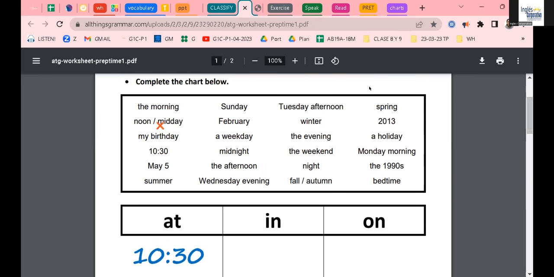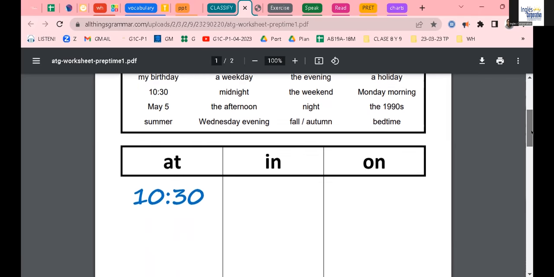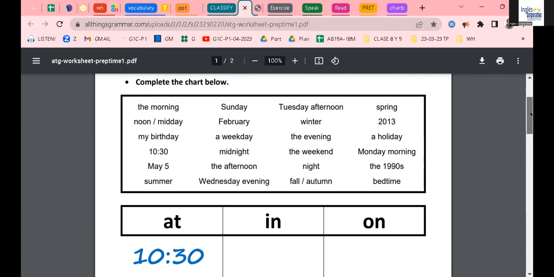Vamos con otro ejemplo. In, so which is an example using in. In the morning. Perfect. On, next word. On Sunday. Saturday. Mm-hmm. So that's what you have to do right now. Entonces, eso es lo que van a hacer ahorita, hacer la clasificación de las palabras en la categoría correcta. At, in, on. So I'm going to send you the picture.